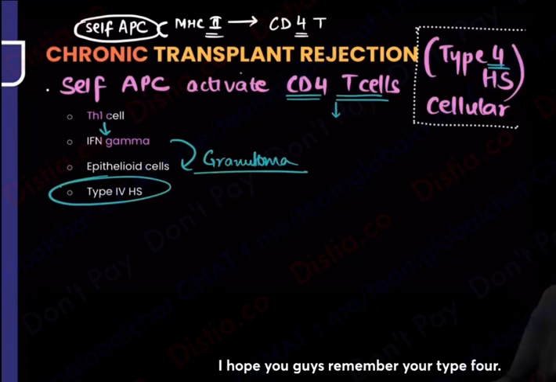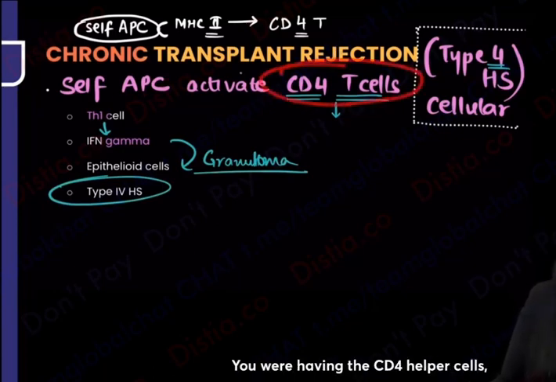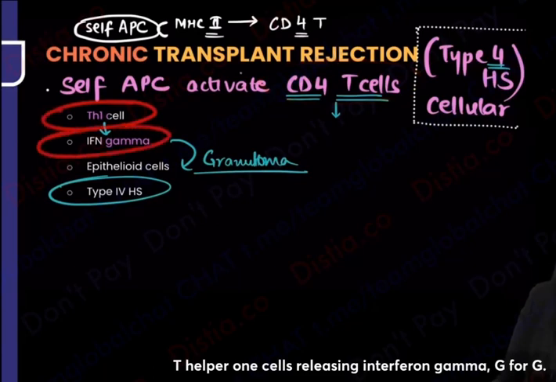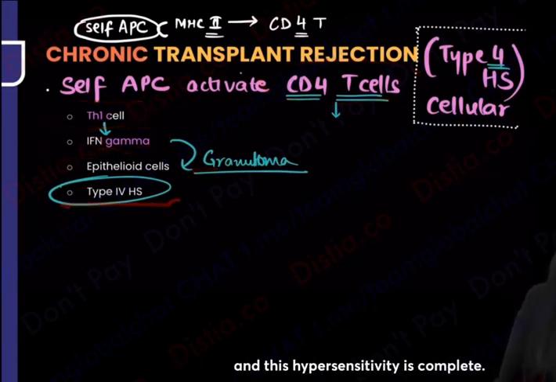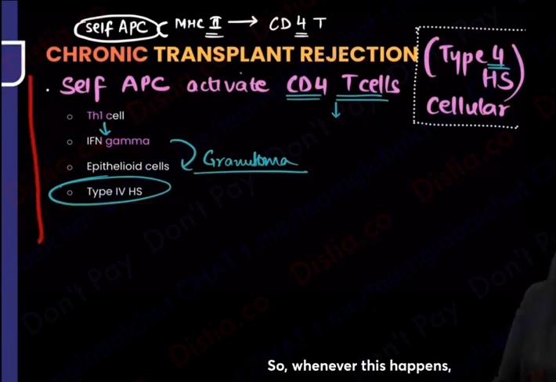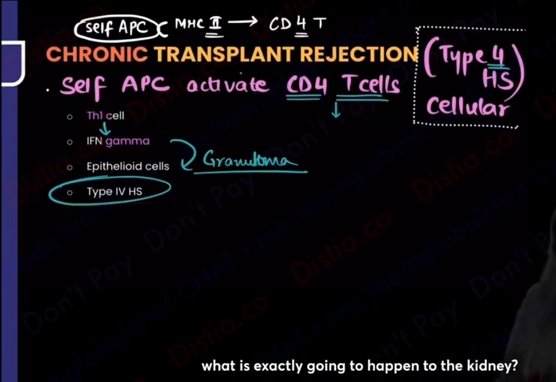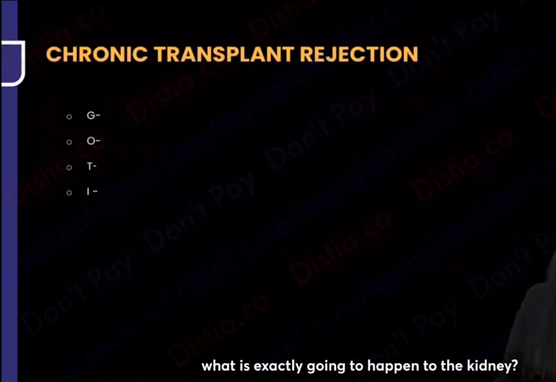I hope you guys remember your type 4. In type 4, the same was happening. You were having the CD4 helper cells, T helper 1 cells releasing interferon gamma, G for G. Gamma was causing granuloma, and this hypersensitivity is complete. So whenever this happens, what is exactly going to happen to the kidney? There is going to be GOTI that happens to the kidney.